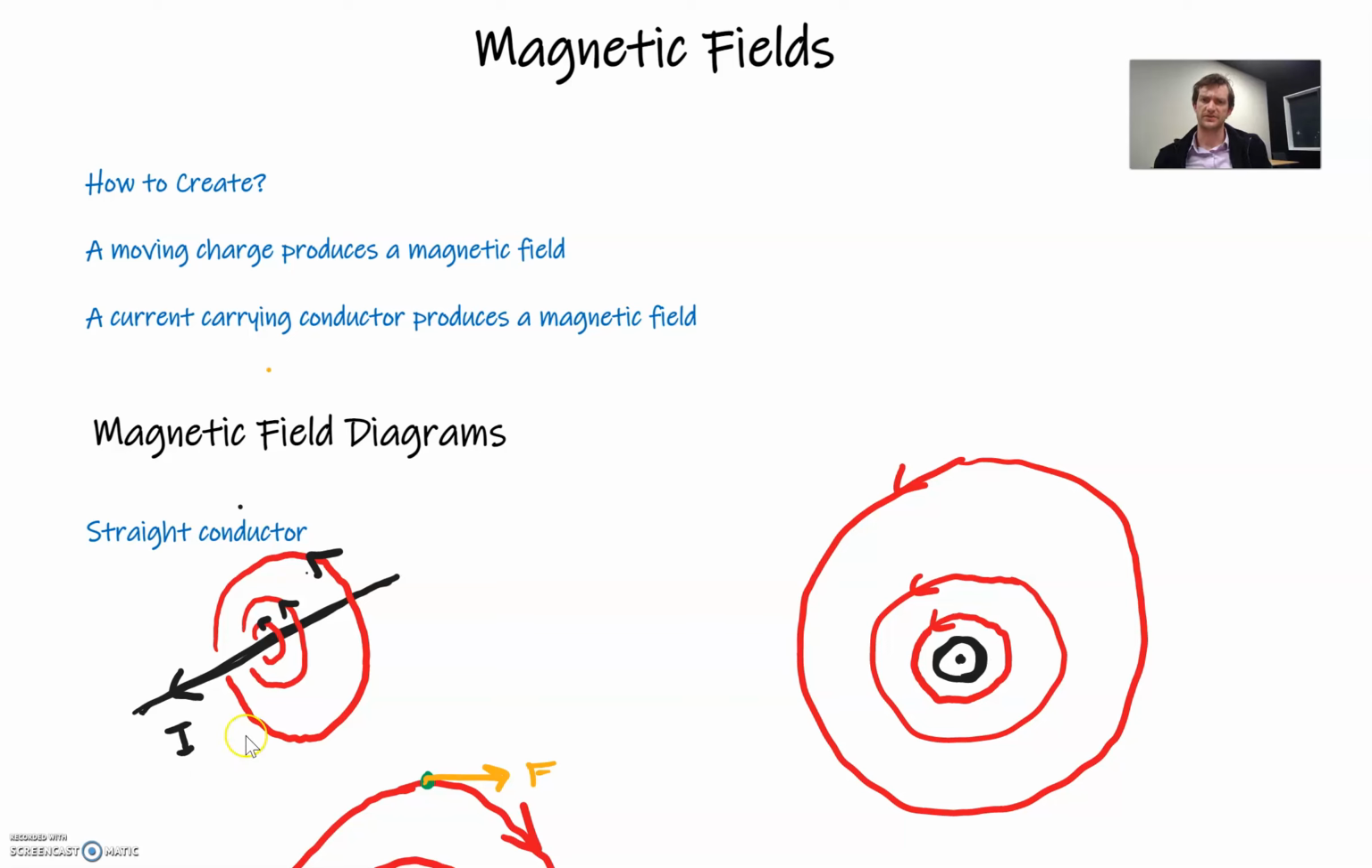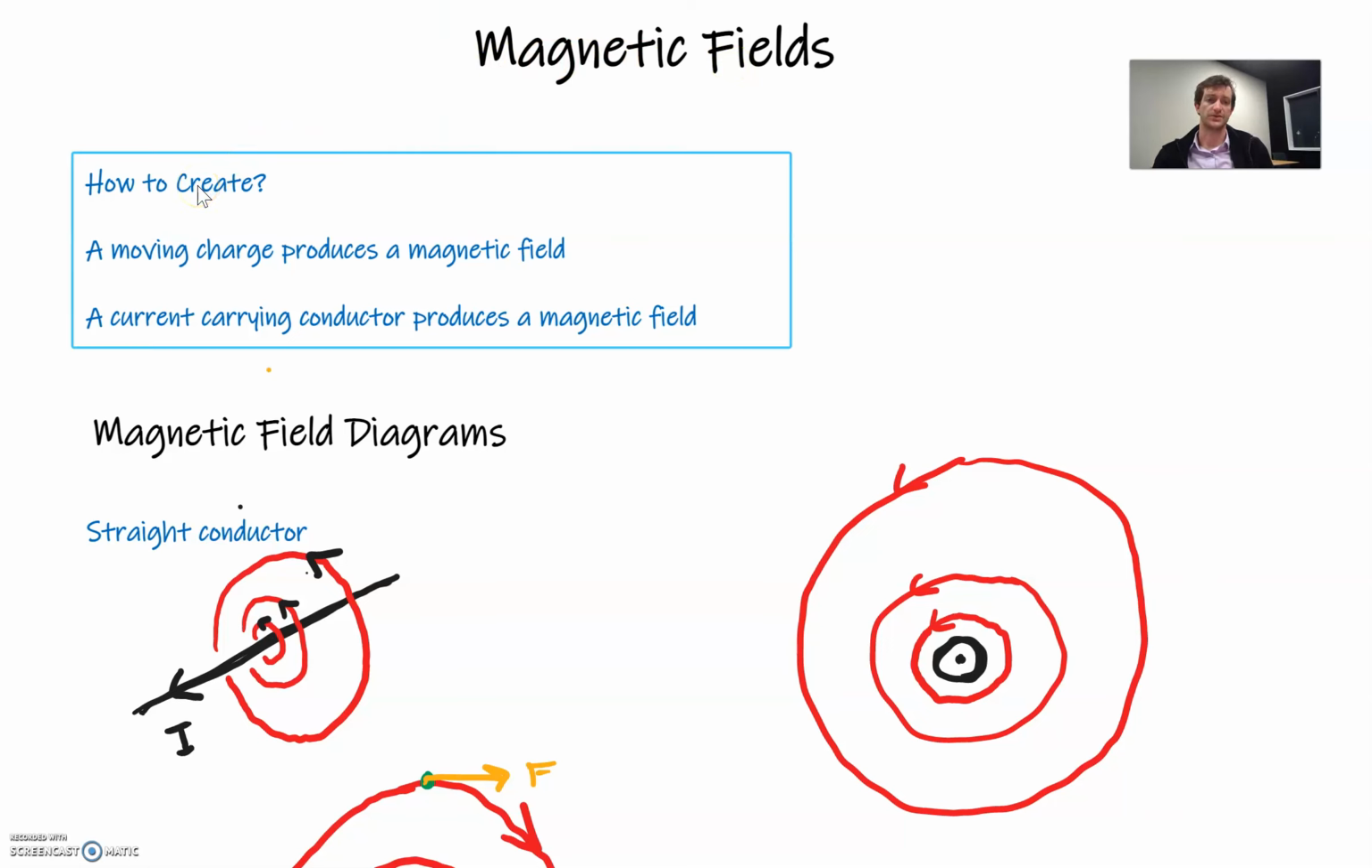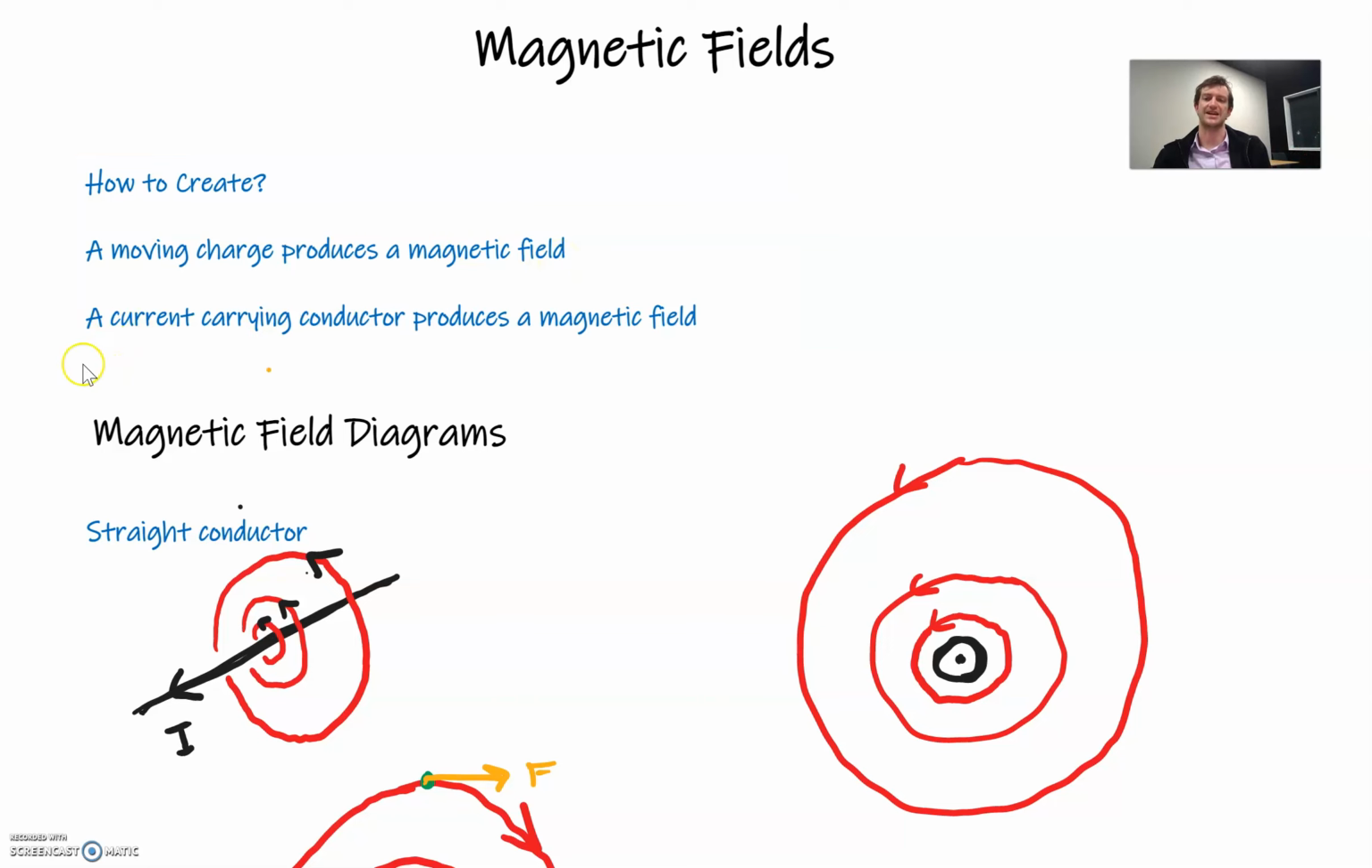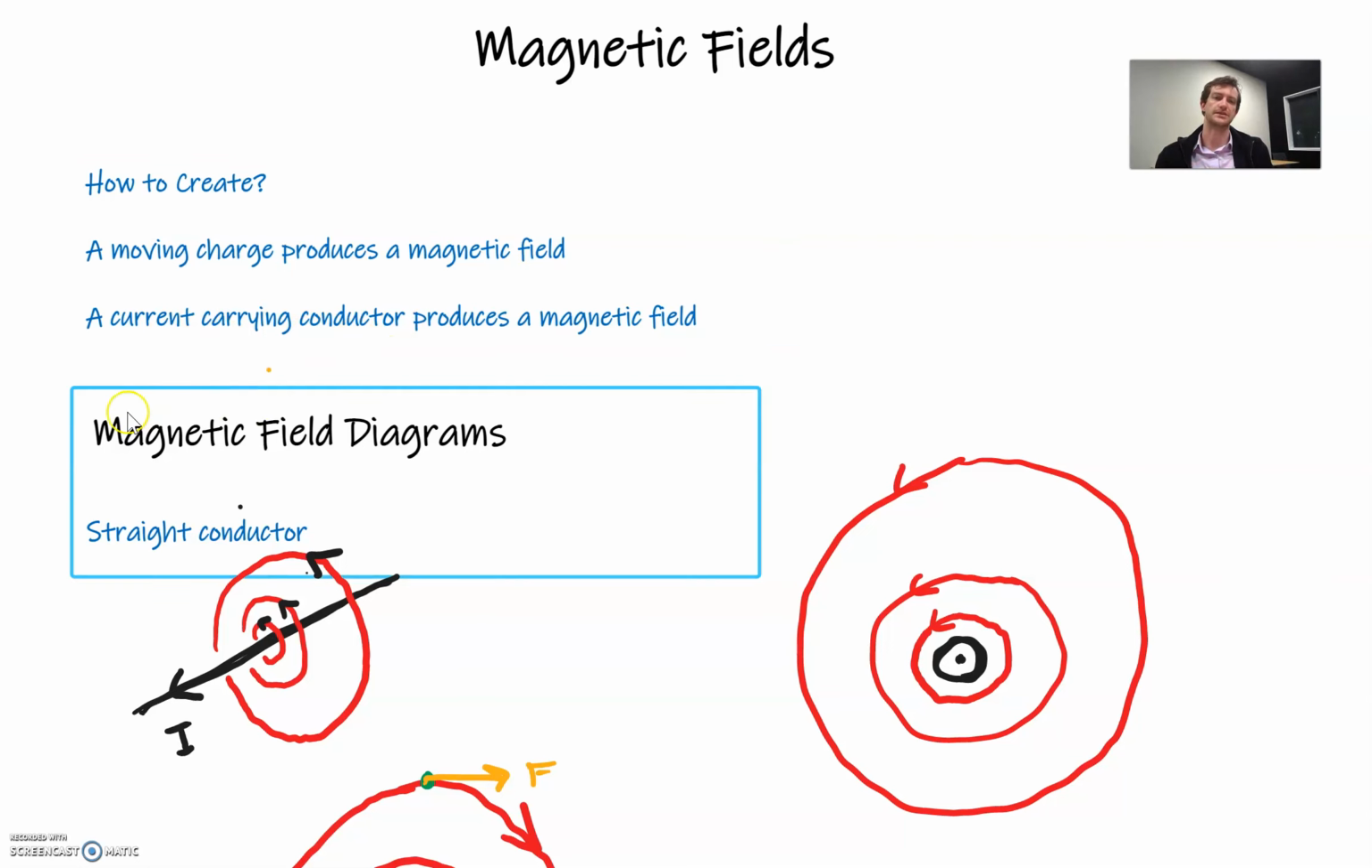Hi there. In this video we're going to go through the magnetic fields topic, and we'll start off by talking about how they are created. To create a magnetic field we need a moving charge, and of course current in a wire or in a conductor is just made of moving charges, so a current carrying conductor will also produce a magnetic field.